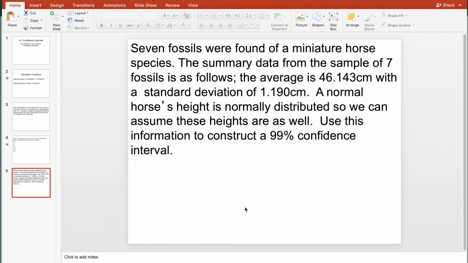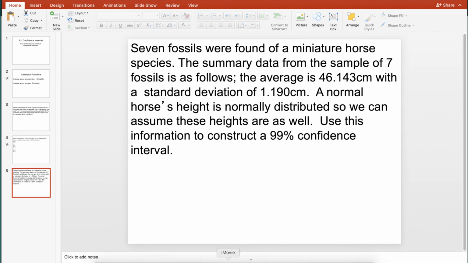The average is 46.143. Standard deviation of 1.190 centimeters. A normal horse's height is normally distributed, so we can assume these heights are as well. Use this information to construct a 99% confidence interval. Okay, this time it's not giving us the data set, it's giving us these summary stats.